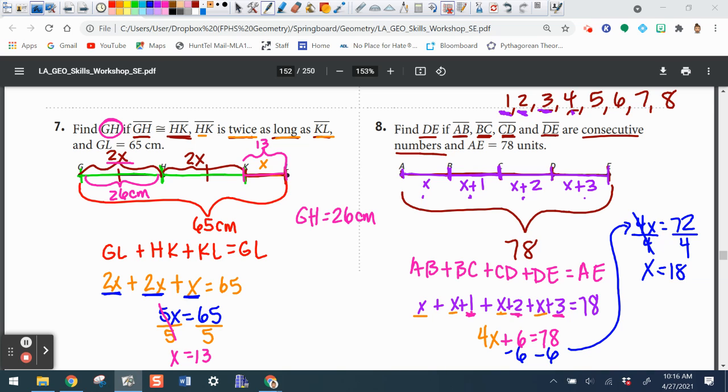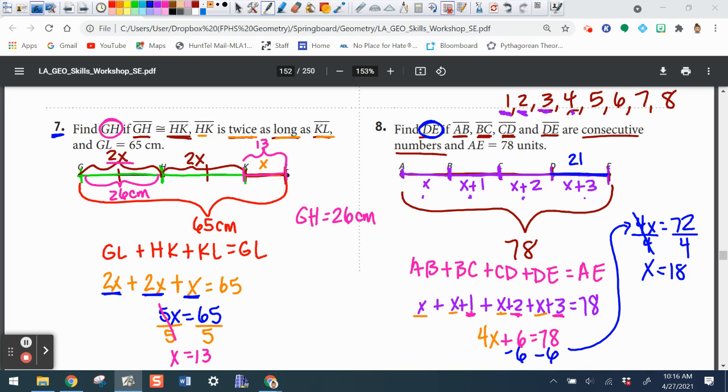Now, they didn't want us to just find x, just like we said on item 7, so keep that in mind. We created x to help us find what we're looking for to begin with. So they ask for us to find the length of DE. So DE in our algebra was represented by x plus 3. So if x is 18, 18 plus 3 is 21.